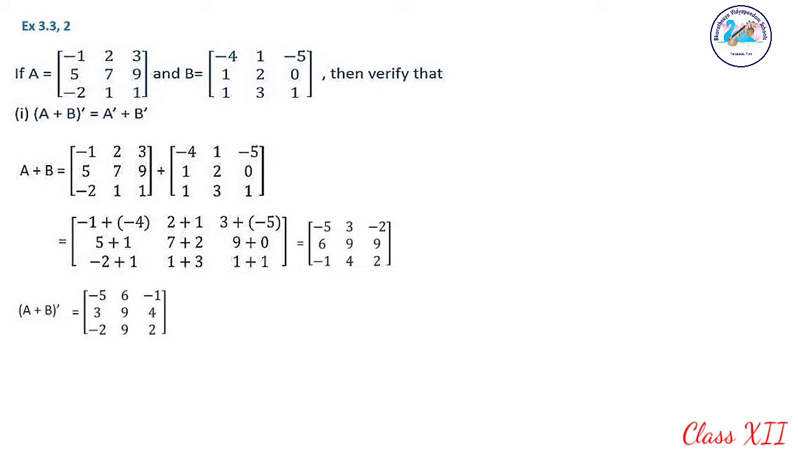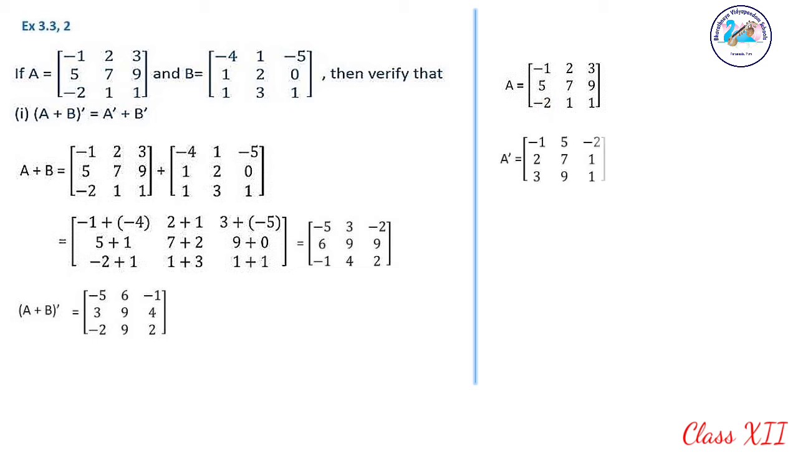Let it be here. Then we have to move to the right hand side, that is A transpose we need to calculate. For that, A we have written, that is minus 1 2 3 5 7 9 minus 2 1 1. Then when we write the transpose, first row and first column will be changing. That is minus 1 2 3 here comes as first row. This is first column. 5 7 9 second row. Here is second column. Minus 2 1 1 third row, that comes as third column here.